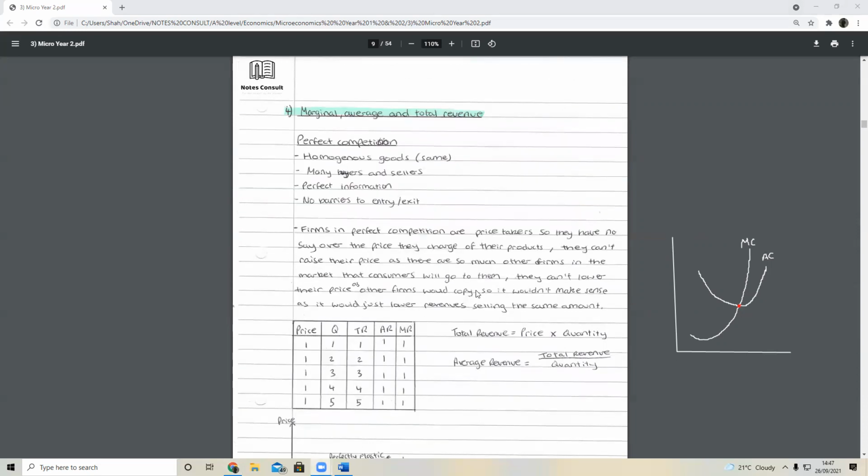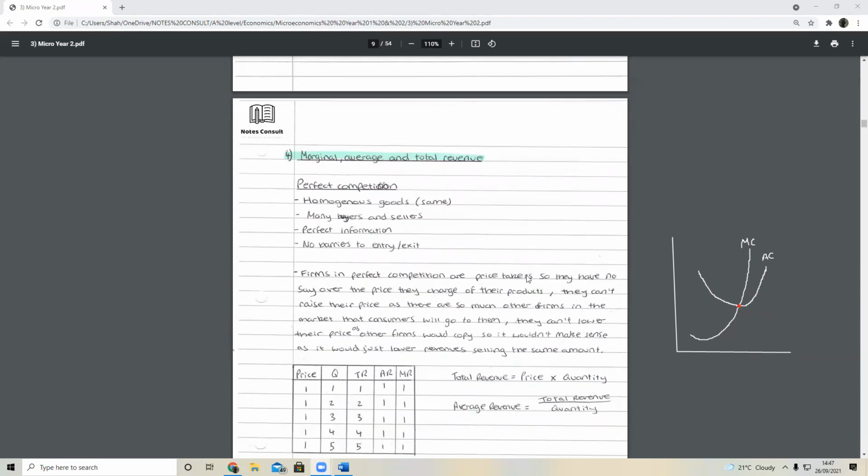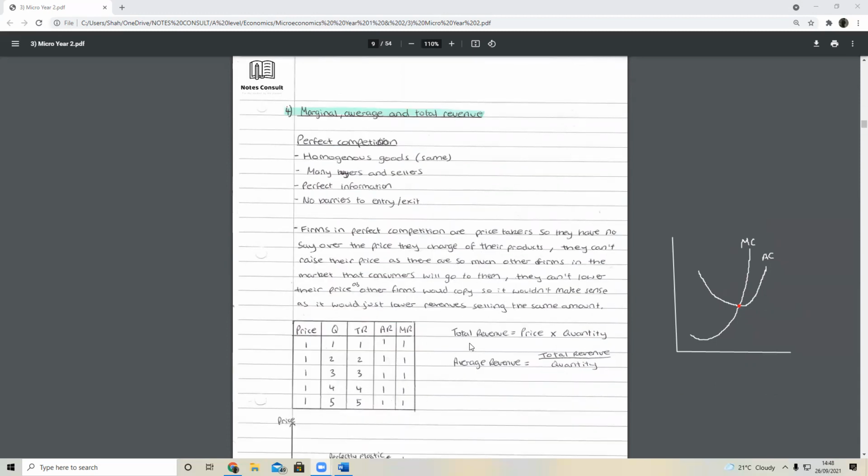Okay, so let's look at perfect competition a bit further. What we say is that firms in perfect competition are price takers. So they have no say over the price they charge for their products. They can't raise their price as there are so many other firms in the market that consumers will go to them. And they can't lower their price as other firms would copy, so it wouldn't make sense as they would just lower revenues selling the same amount. So that's what we basically discussed. There's no point increasing the price because they would go out of business, no one would go to them. No point lowering their price because we already saw why. The other firms are going to copy them, they're going to lose out on revenue.